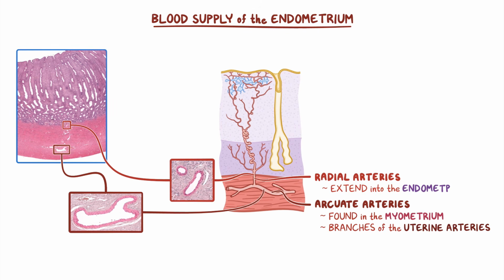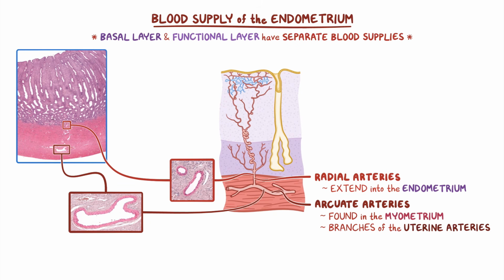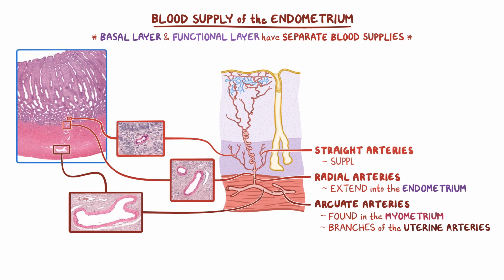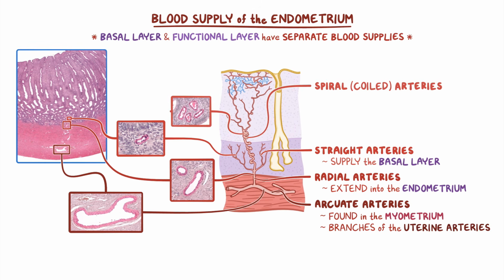into the endometrium. From here, the basal layer and functional layer actually have separate blood supplies, which is why the basal layer's blood supply is not dramatically affected when the functional layer loses blood during menstruation. The straight arteries supply the basal layer, and the spiral or coiled arteries pass through the basal layer but only supply the functional layer. The spiral arteries will branch further to become the arterioles and dilated terminal capillaries that form a rich superficial capillary bed.